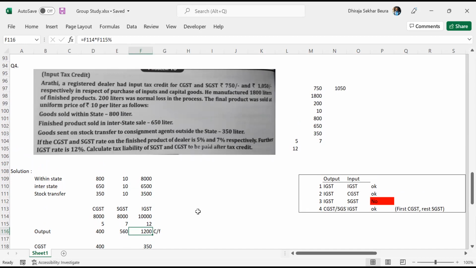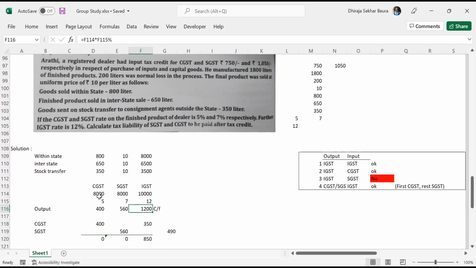Now we will deduct the available credits with us. What are the credits available with us? 750 and 1,050. That is given in the first line itself. Now let's come to the calculation very quickly. We have CGST. CGST credit is how much? 750. So out of the CGST credit, 400 will be utilized for the CGST liability, obviously.